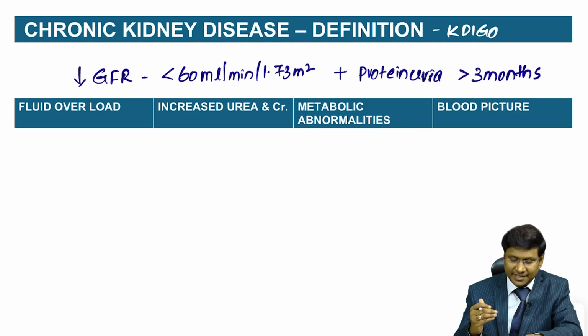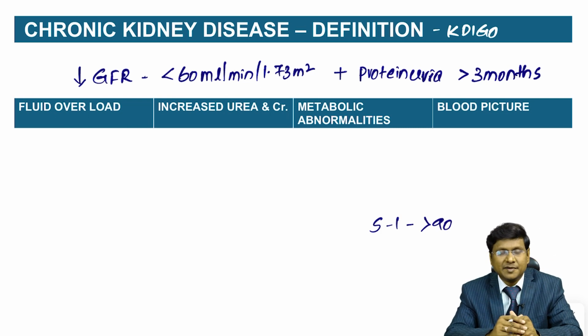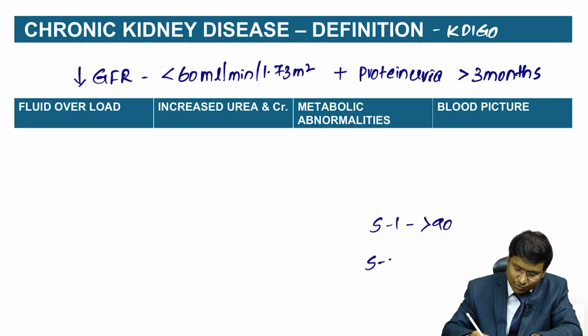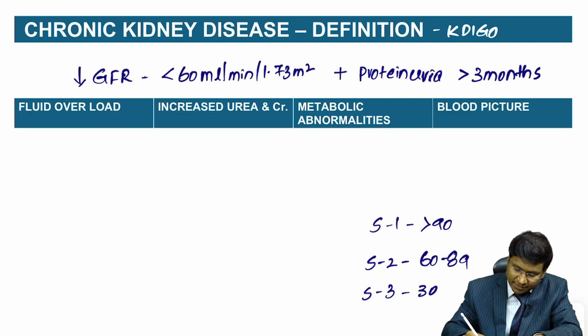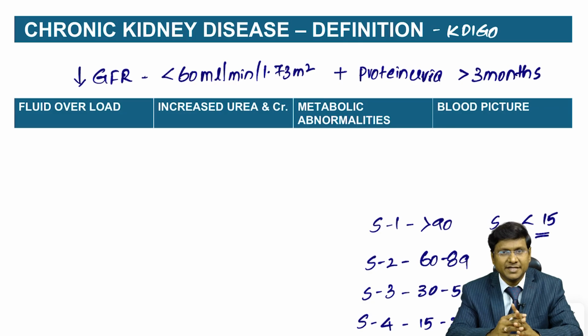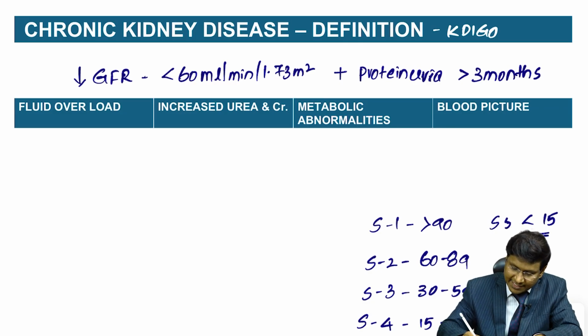And depending upon the decrease in the GFR, we have the 5 stages of chronic kidney disease. In stage 1, the GFR is more than 90 ml per minute per 1.73 meter square. In stage 2, you reduce the GFR by 30, so that will be around 60 to 89. Then stage 3 will be 30 to 59, and stage 4 will be around 15 to 29 ml per minute per 1.73 meter square. Then stage 5 is considered end-stage renal disease, where the GFR is less than 15 ml per minute per 1.73 meter square.